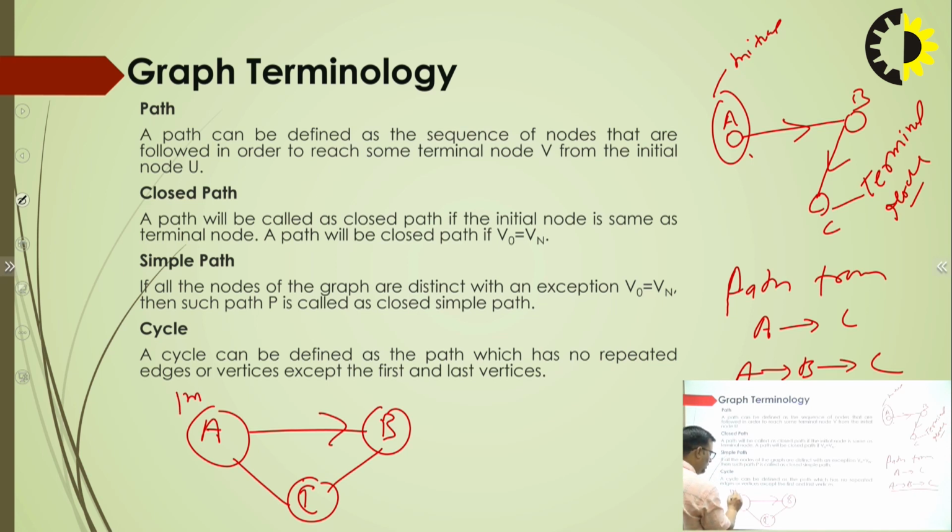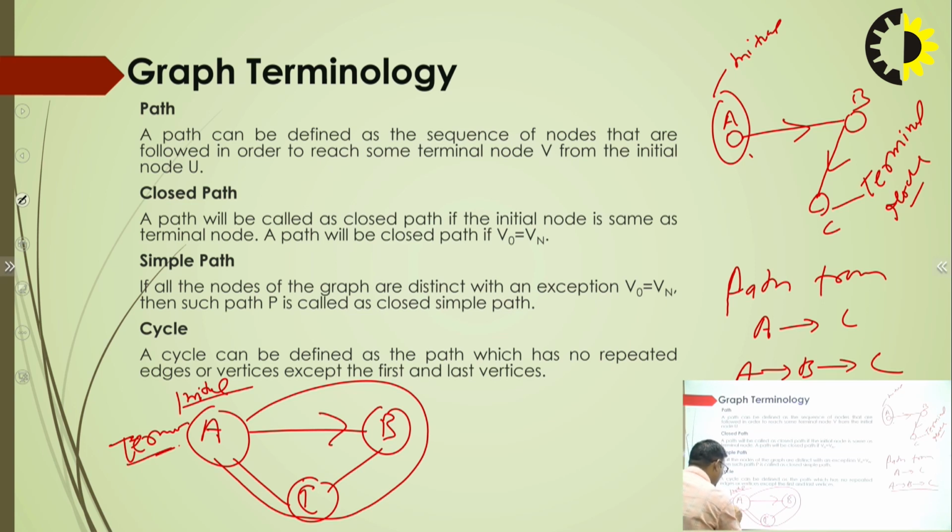This is the initial node, and after the visit, this is the terminal node. This is the initial vertex and this is the terminal vertex. Means both the initial and terminal vertex will be the same.